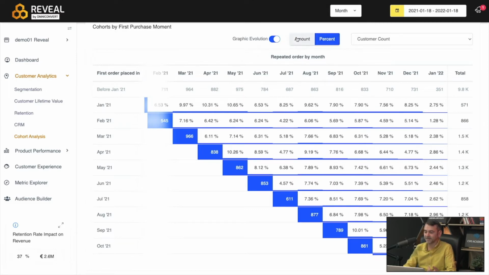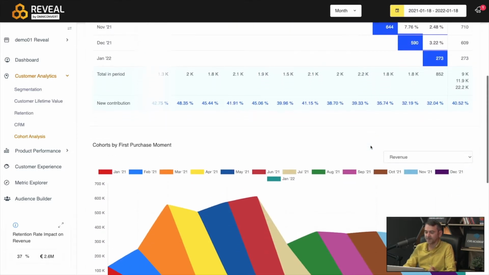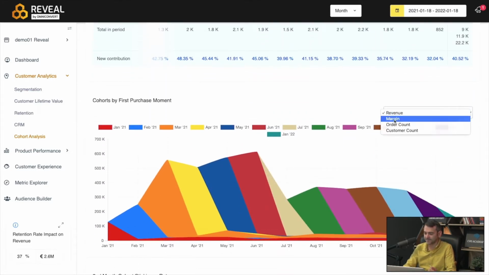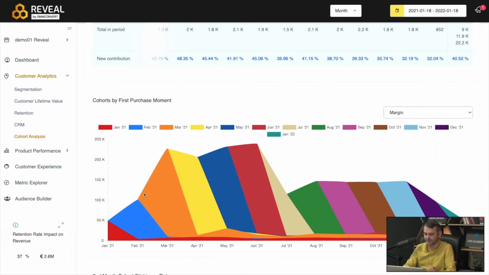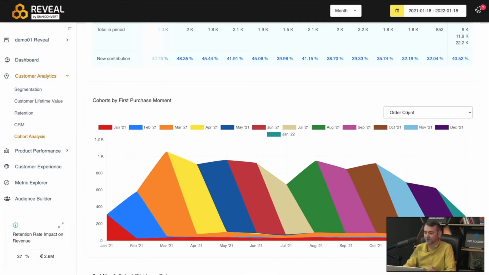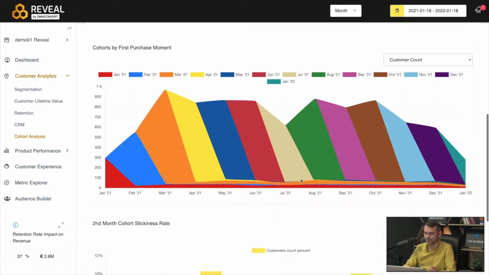Another thing is that you can check this box to look only at the percentage. So from here onwards, for instance, in April, 6% of the customers in April were new in March 21. See? So mainly that's how they stick around and that's how they buy further. If we scroll down, we have the same thing, but in a graphic way. We can see, out of the first purchase moment, how the total number of orders, the customer count and the margin look.